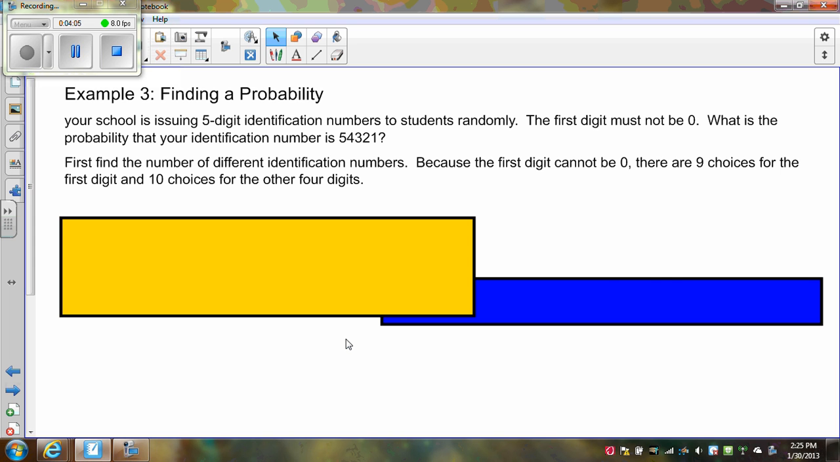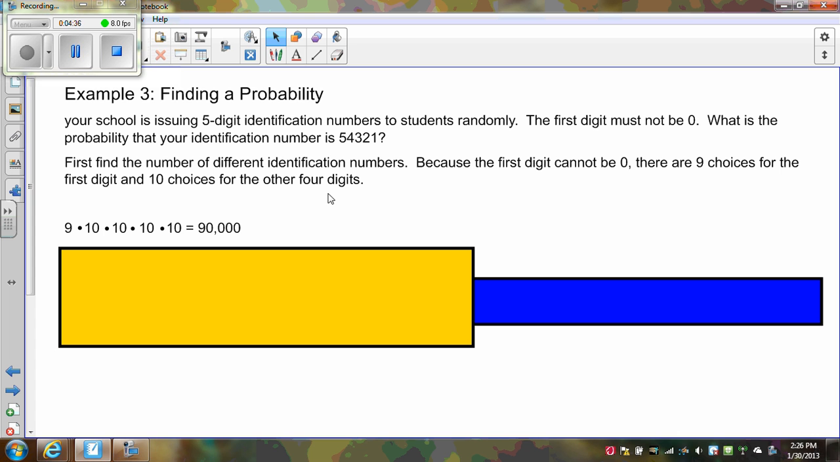Example 3 is finding a probability. Your school is issuing 5-digit identification numbers to students randomly, but the first digit can't be 0. What is the probability that your identification number is 54321? That would be pretty awesome and easy to remember. First, you need to find the number of different identification numbers possible. Because the first can't be a 0, there are 9 choices for the first digit and 10 for each of the others. So 9 times 10 times 10 times 10 times 10 is 90,000 choices.